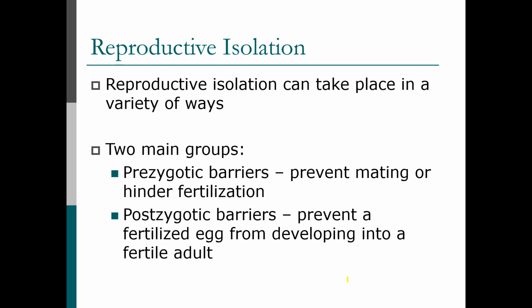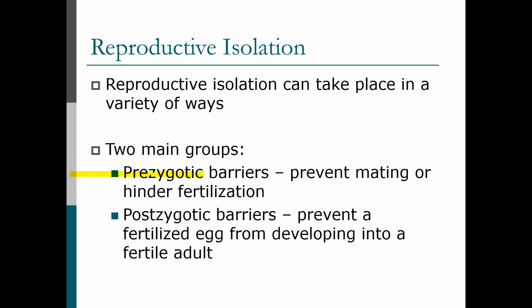And so reproductive isolation can happen on two different levels. We could have it either pre-zygotic or post-zygotic. And so let's just clarify what these mean here. So a zygote is a fertilized egg. So when sperm meets egg, that produces that single cell known as the zygote.